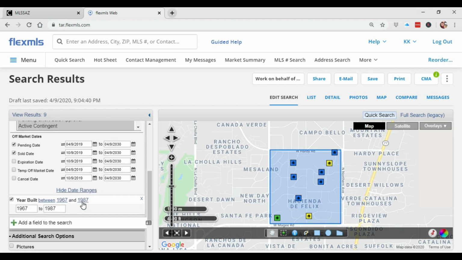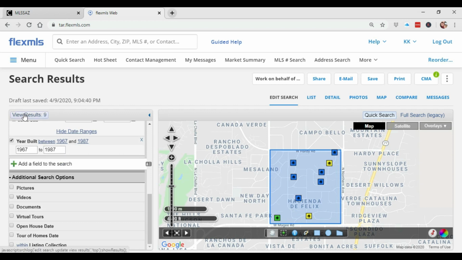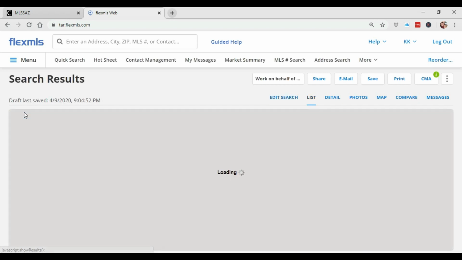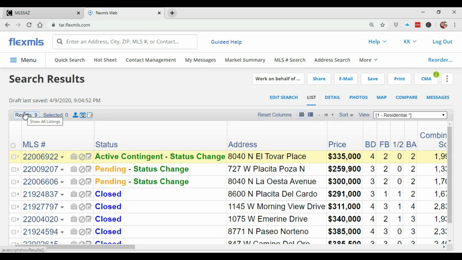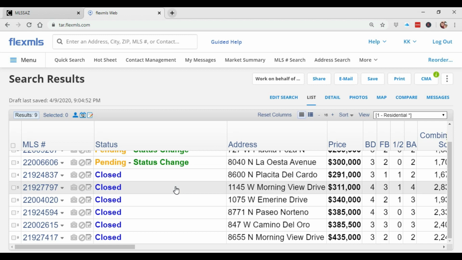Now we're just going to narrow it down a little bit more. We probably could work from here. Let's just see what we got. That 9's probably good enough. I usually try to get about 6 or 7 comps at the most, just so I can get kind of a good idea of what's going on in the neighborhood.